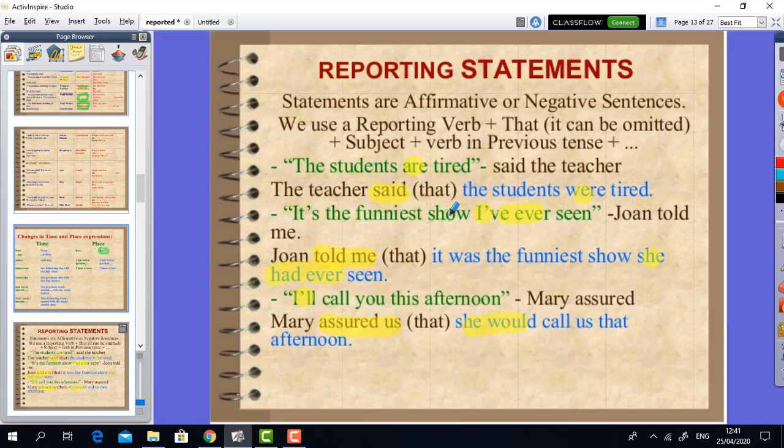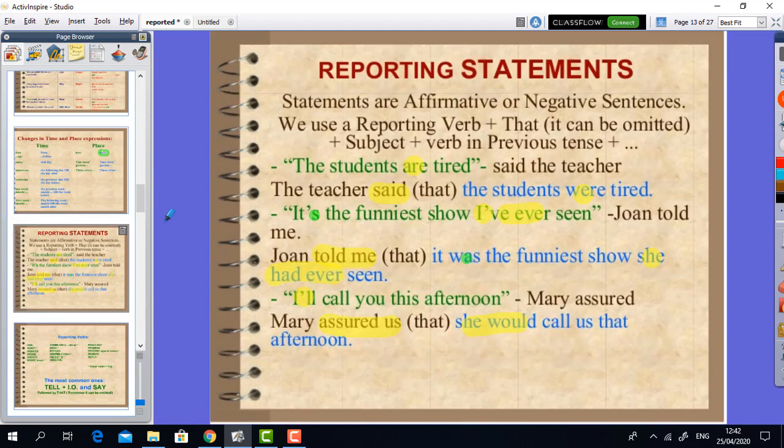It's the funniest show I have ever seen, John told me. John told me that it was the funniest show she had ever seen. So, is replaced by was, and the present perfect is replaced by the past perfect. Of course, I was replaced by she.